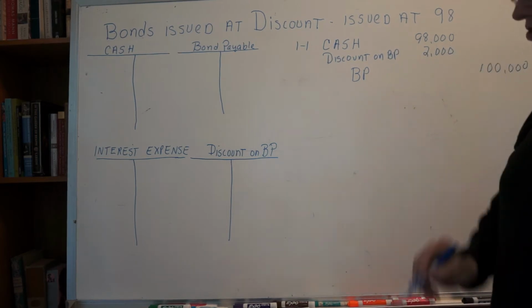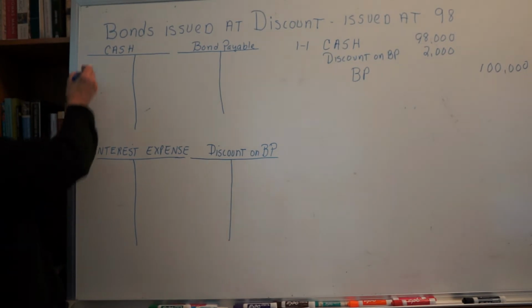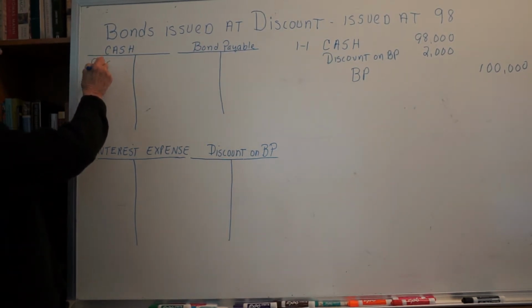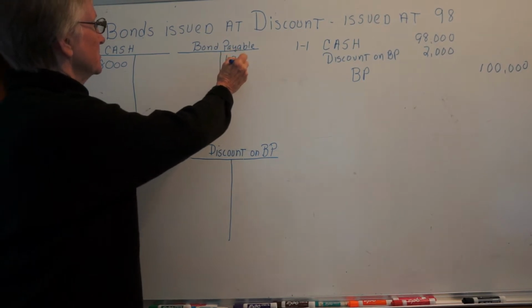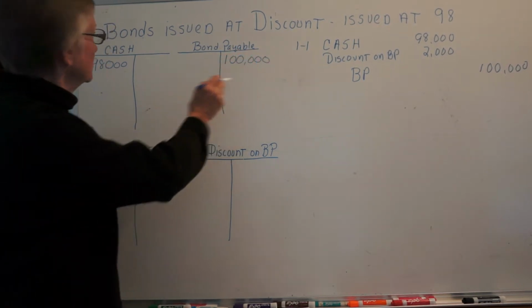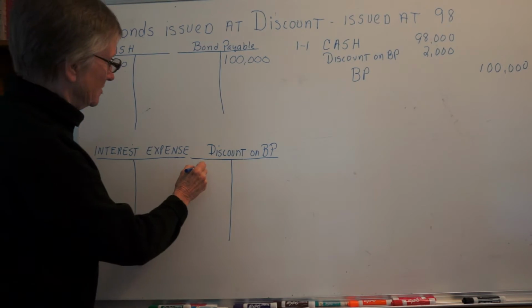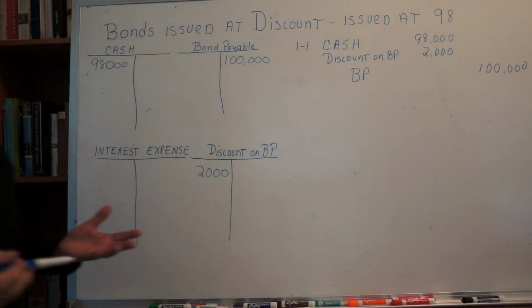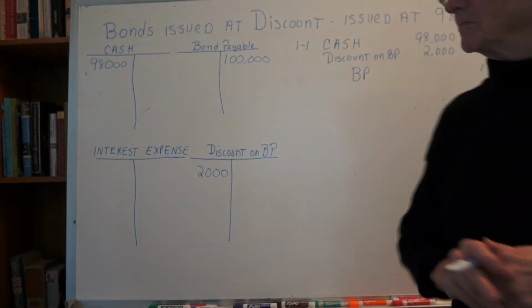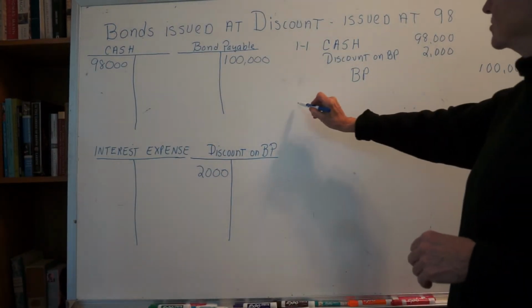Okay, so let's just put this on the T accounts. So we get cash of 98,000. We have our bond payable of 100,000. And notice our discount comes on as a debit. Okay, so far that's not too bad, but now we have to pay the interest.